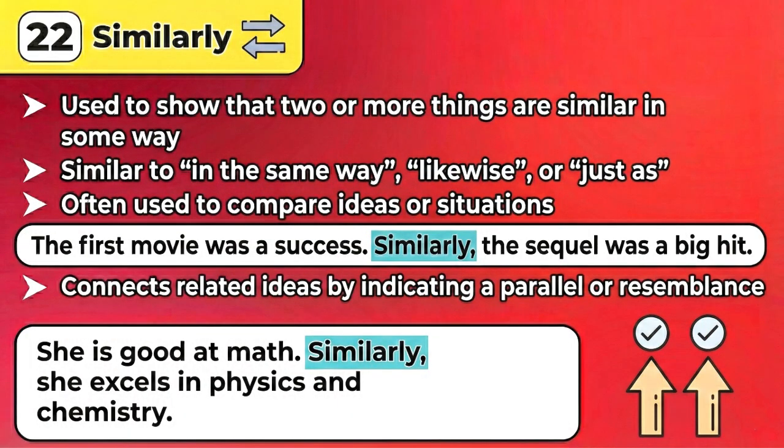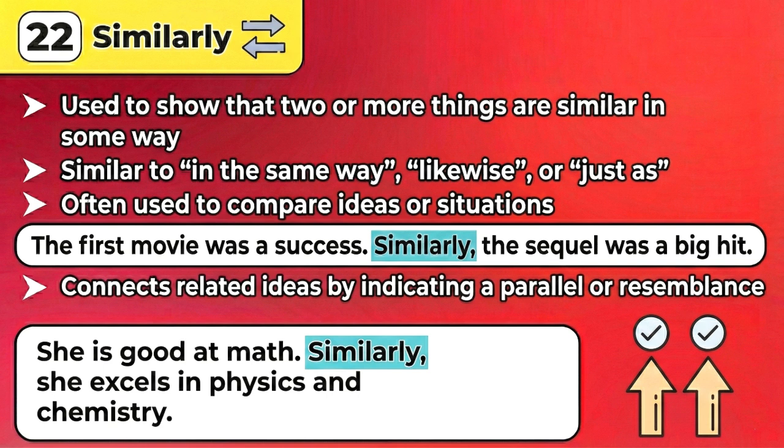Now let's move to similarly. Similarly is used when two or more things are alike in some way. It is slightly more formal and very common in IELTS Task 2 essays. It works like in the same way or just as.